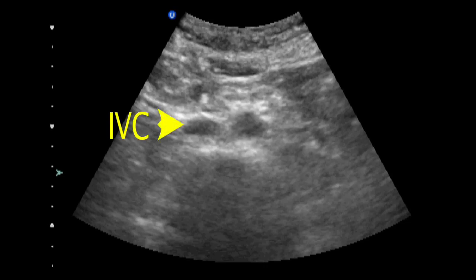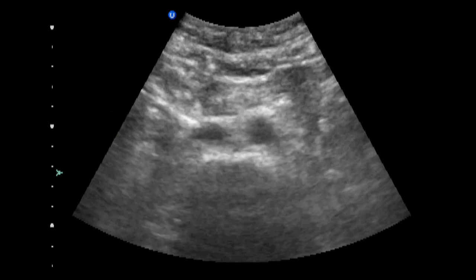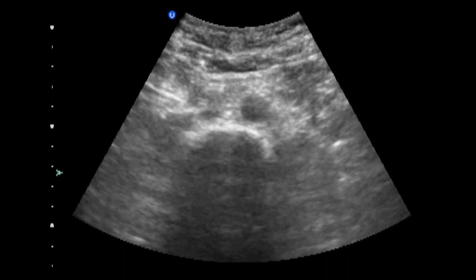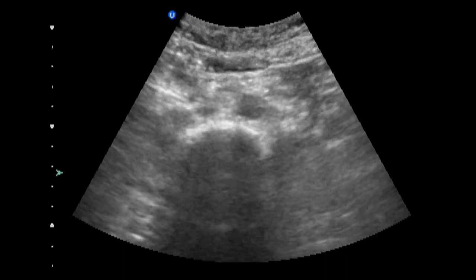You will also be able to visualize the inferior vena cava, which in the transverse view is just to the right of the aorta, and in the more cephalad position becomes intrahepatic. Distinguishing these two structures is usually straightforward. The aorta will typically have a thicker wall and appear more forcefully pulsatile than the vena cava. The distal vena cava will also be compressible.